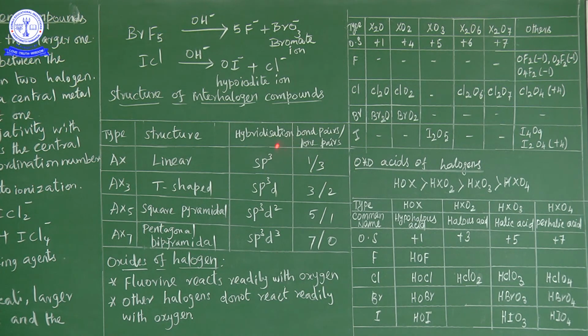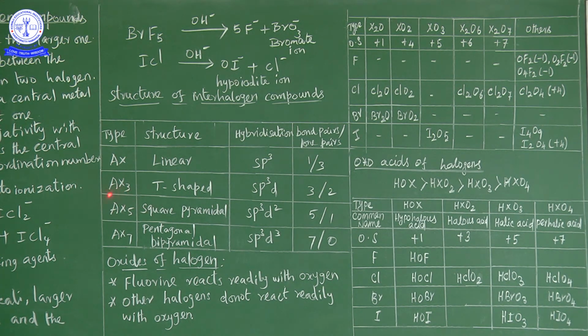With lone pair, it is sp3 hybridization. Everything we have given is according to valence shell electron pair repulsion theory, so we include the lone pairs. Here sp3 hybridization is with lone pairs, and the number of bond pairs is 1 and the number of lone pairs is 3. It is when we add the bond pairs and lone pairs together that the hybridization is sp3.